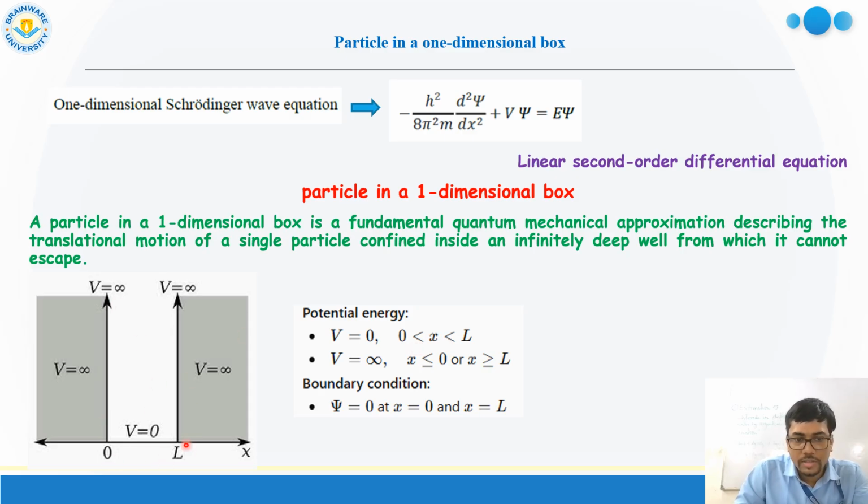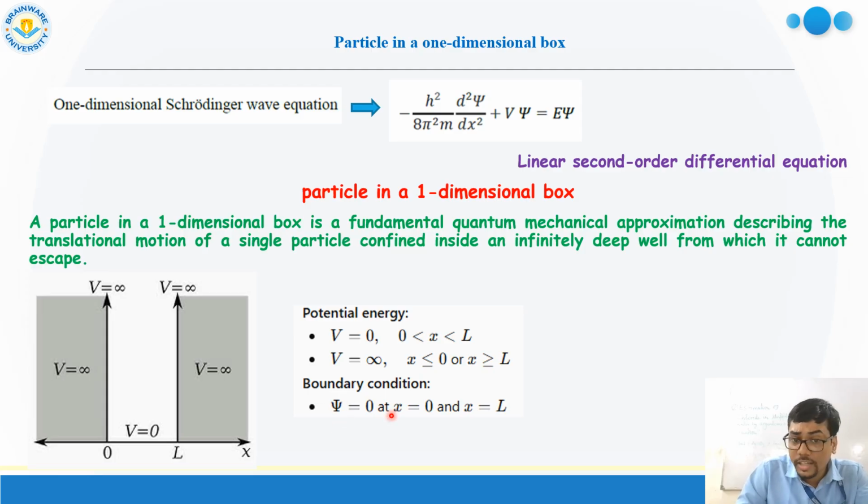We assume that inside the box, between the length 0 to L, the potential energy is 0, but outside the potential energy is infinity. Not only that, x equal to 0 or x equal to L, that is the boundary. At the boundary also the potential energy is infinity. The particle is present between 0 to L. These particles also have some wave character, so there must be a wave function, which I can represent by psi.